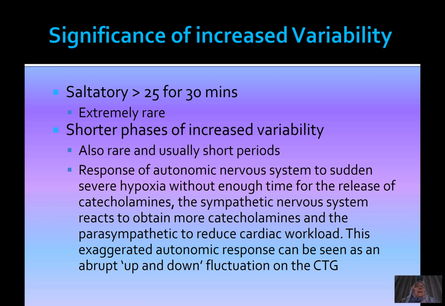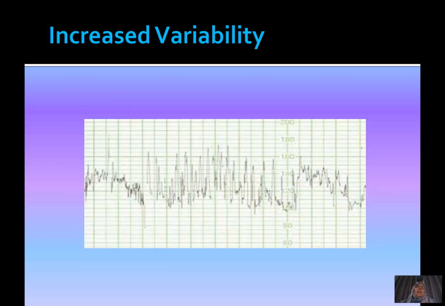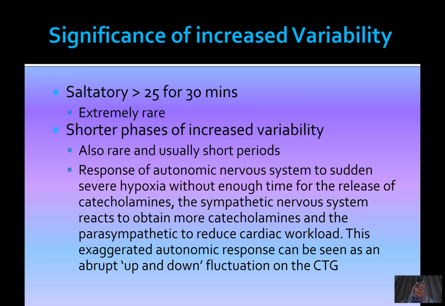So saltatory or increased variability expresses an exaggerated autonomic response and can be seen as an abrupt up and down in the CTG, such as here. But you can see here after 6 minutes, the variability comes back to normal. You can see this in this trace as well. So there's a period of 6 minutes of increased variability, but then it comes back to normal.